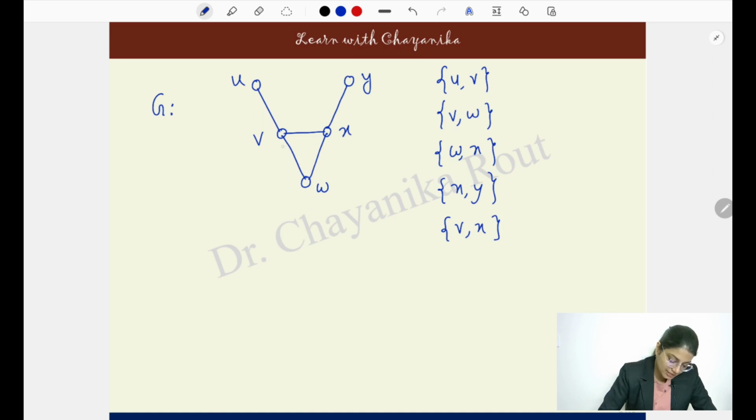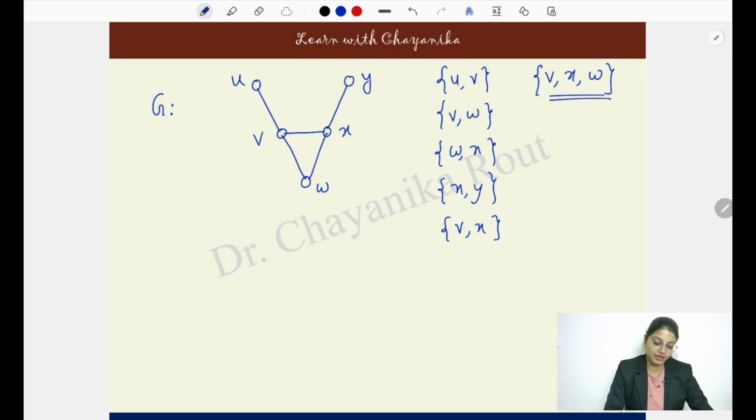Now in the graph itself I can see there is a K3 in the graph which is created by the vertices V, X and W. So I am very clear that these vertices V, X and W will form a clique. See, VX, XW and VW, all the possible pairs from this set are adjacent in my graph. So that is a clique of size 3. Now if you observe carefully, there are no other cliques in this graph. So these are the only 6 cliques of my graph G.